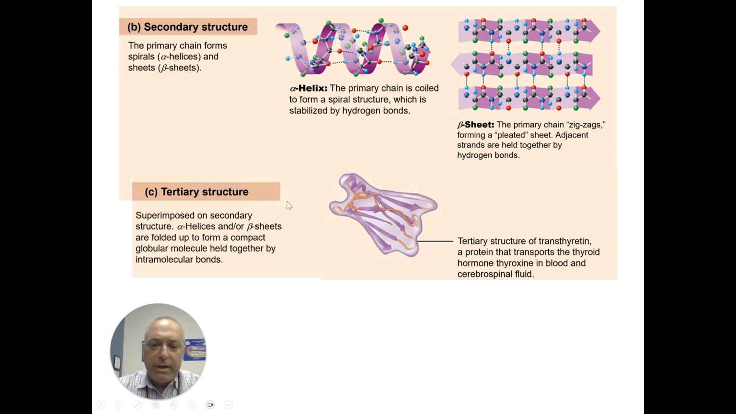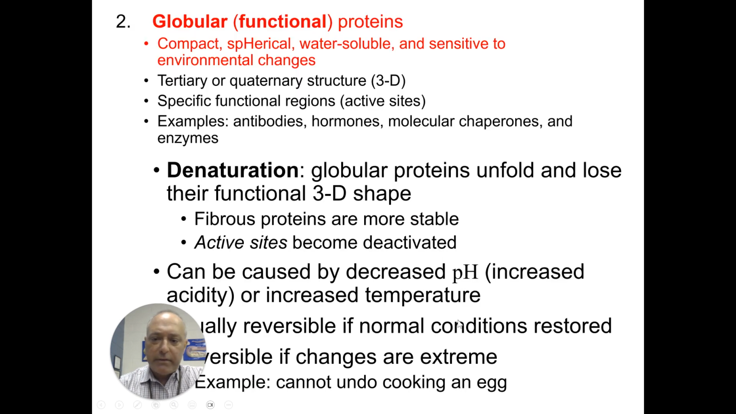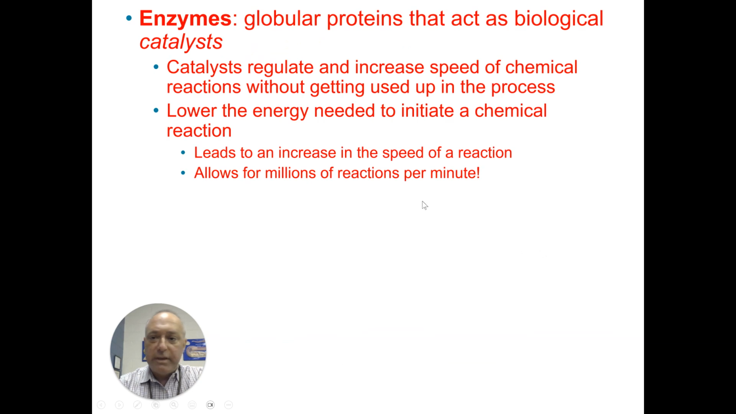Then tertiary would be the alpha helix or beta pleated sheet folded up in a nice organization. And then quaternary is when you have two or more subunits of proteins that come together and function as a whole. And so these can be fibrous or globular. Fibrous are structural proteins. Globular are sensitive to changes in environmental conditions. Okay, denaturation is when the protein unfolds and loses its shape, and will also lose its activity.